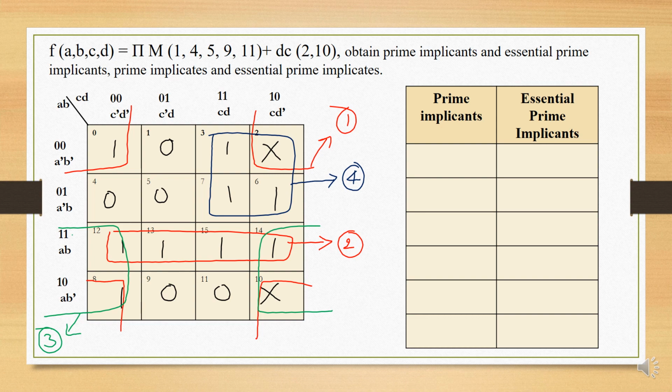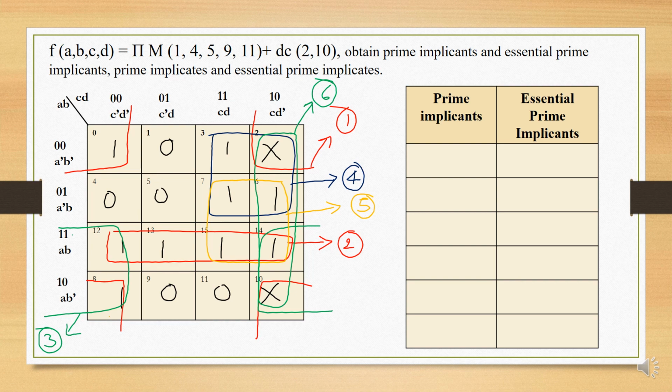Then still we can form a quad considering the cell numbers 7, 6, 15 and 14. Therefore, forming a quad here, we consider this as group number 5. There is one more possibility of forming a quad, considering the vertical cells in the last column. Let us consider this quad as group number 6. So we are done with all possible groupings.